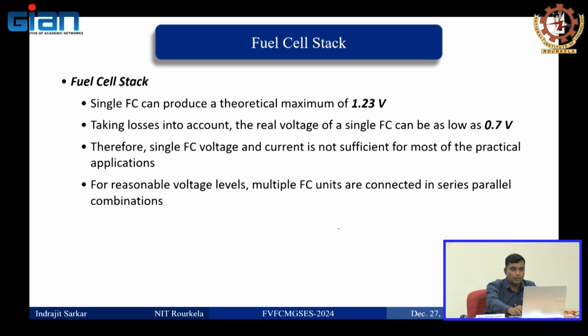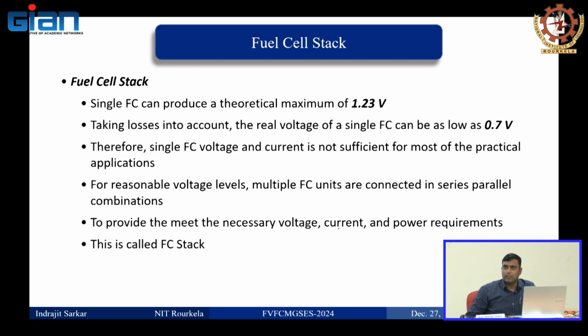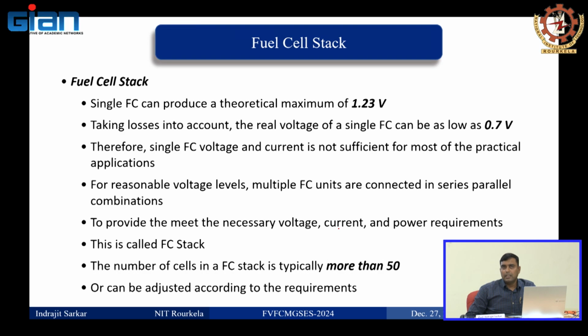You can scale it up to the necessary voltage and current level by connecting them and making a fuel cell stack. People will say, okay, this is a 1 kilowatt fuel cell stack of 24 volt or 30 volt or 48 volt, like that. This is called a fuel cell stack. Generally the number of cells is more than 50. These are very thin, and you connect them with bipolar plates in between, because one cell is there and then another cell comes in contact with it. So you must have bipolar plates so that you can connect them in series.